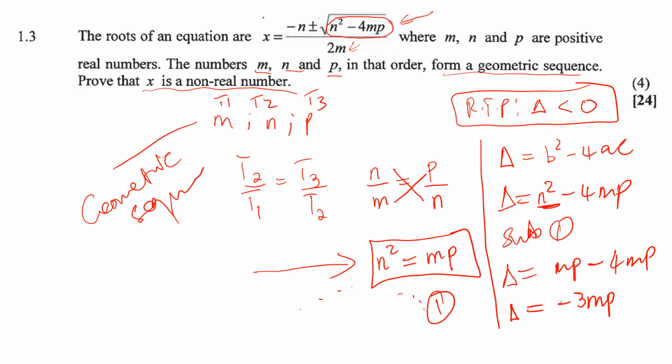Remember, they said m and p will always be positive real numbers. So if these two are always positive and they are being multiplied by something that is negative, what does it tell you about the final answer? The final answer will always be less than 0. So we have now proven that delta is going to be less than 0, meaning that x is going to be non-real because we'll have a root of a negative.